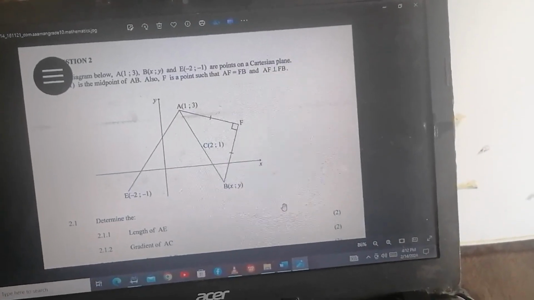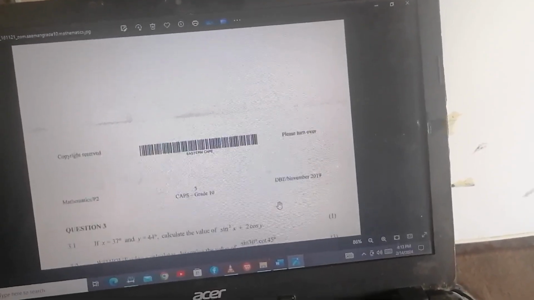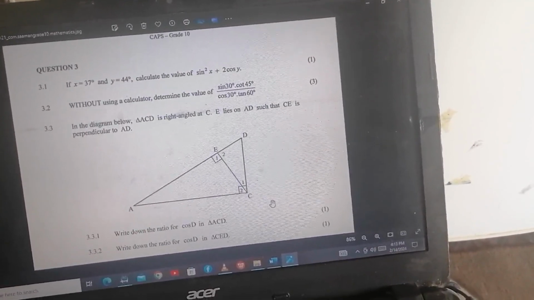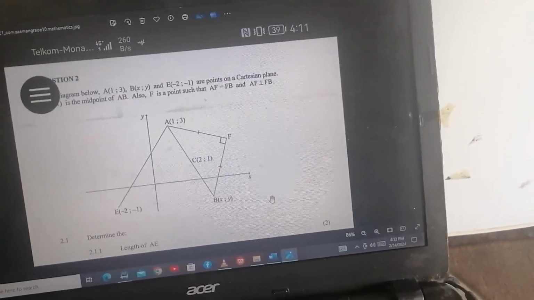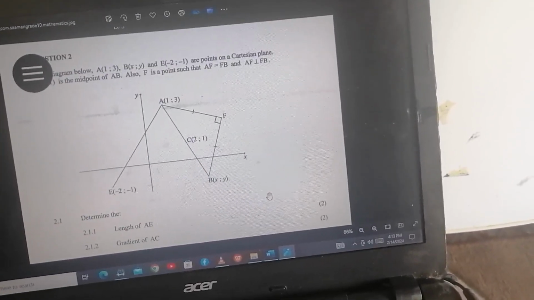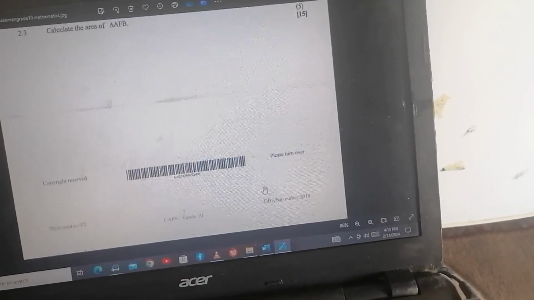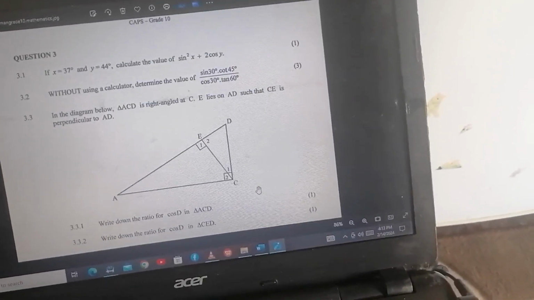Wonderful people, this is what we will be looking at for grade 10 paper 2. We're going to do question 2 and question 3. This is exactly what we have. You can just pause and try to do this on your own. This is exactly what we will be looking at, right?